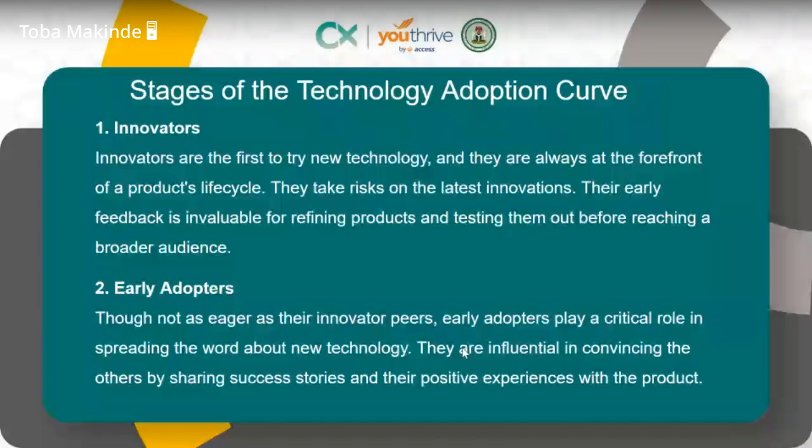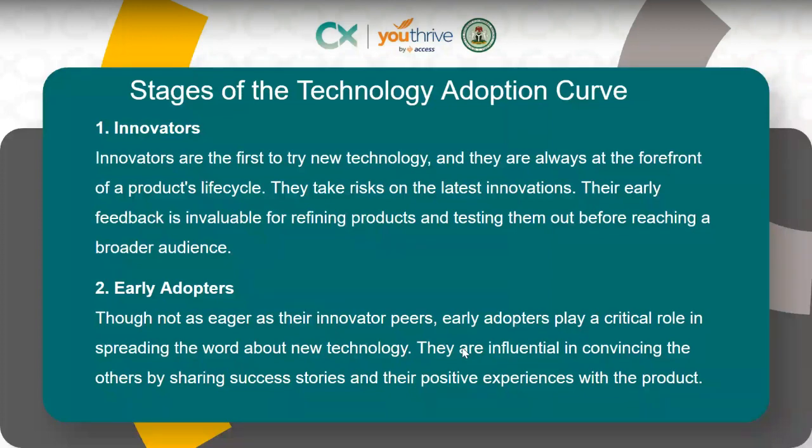Okay. So innovators are the first to try new product technology. They are always on the forefront of the product lifecycle. They take risks on the latest innovation. Their early feedback is invaluable to refining products, testing them out before reaching the broader audience. They are always looking for the beta version of a product, and they don't mind whether it even has a bug. They are willing to try it out just to get that experience. So these are people who are innovators on their own.